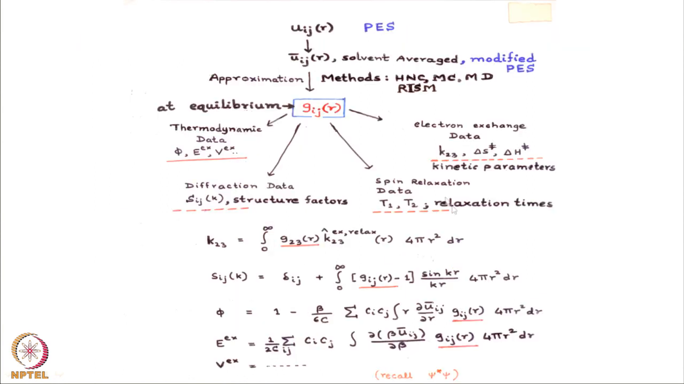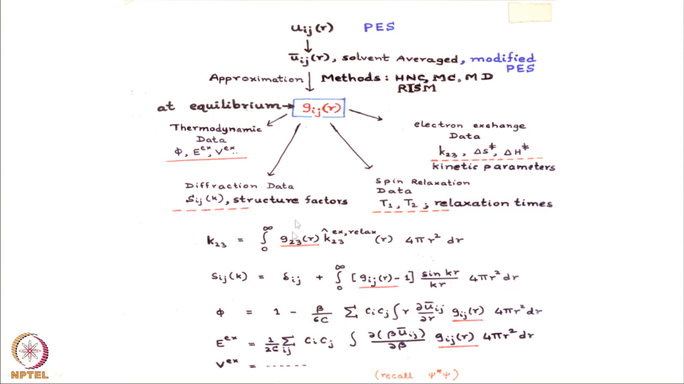This slide is a representative slide which tells you how g(r) is related to many properties. Lots of theory is behind this, you do not have to bother too much. All I am saying is that if you know g(r), you know the structure factor. I have already mentioned g(r) can be given as a Fourier transform of the structure factor.